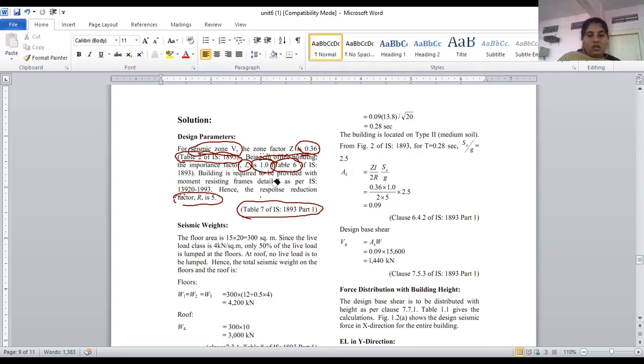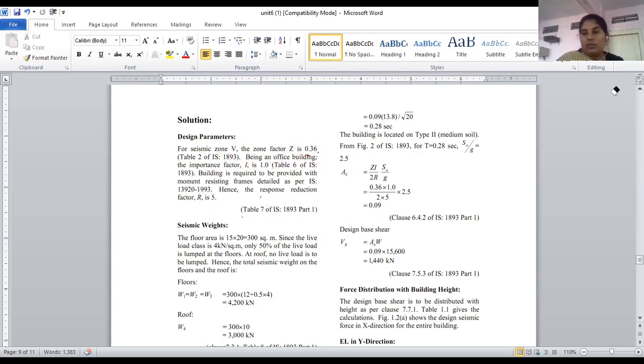Okay. So with these three values, that is, seismic zone 5, the importance factor I, and the building with moment resisting frame as per IS 13920:1993, R will be equal to 5, that is, the response reduction factor as per Table number 7. Now we'll move towards the next point, that is, the design procedure based on the different points.